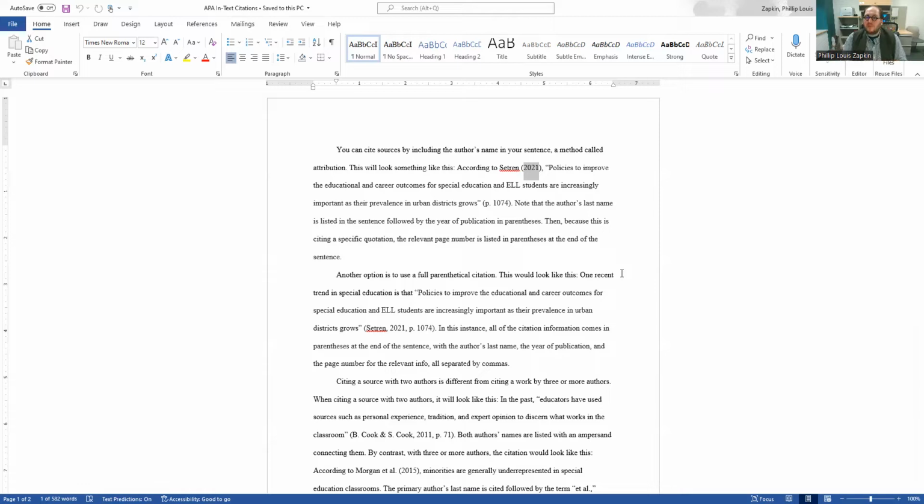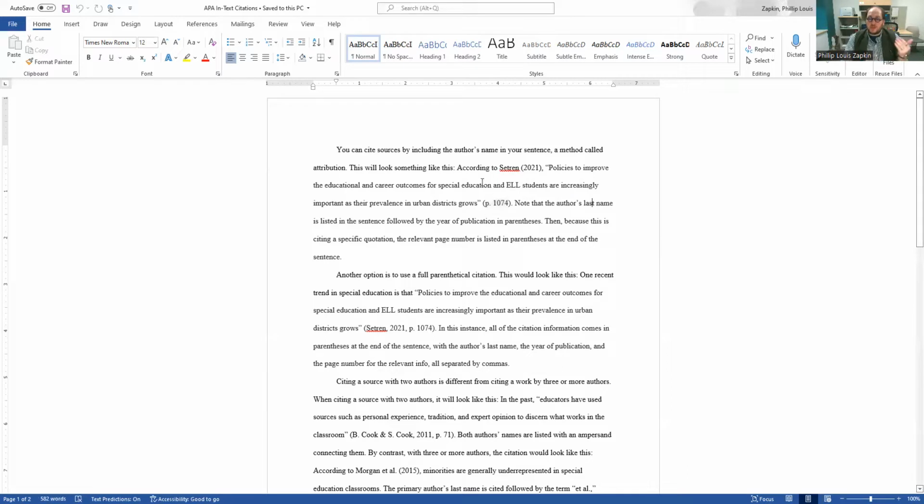APA is very concerned with the dates of publication, in part because in the social sciences, the stakes are much higher for having the most current information available. Whereas in the humanities and the arts, where we're more likely to use MLA, the stakes are lower for having the most current information. So those are your first two components. And then the third component, I'll talk about in more detail in just a little bit, would be the page number or numbers where this specific information comes from.